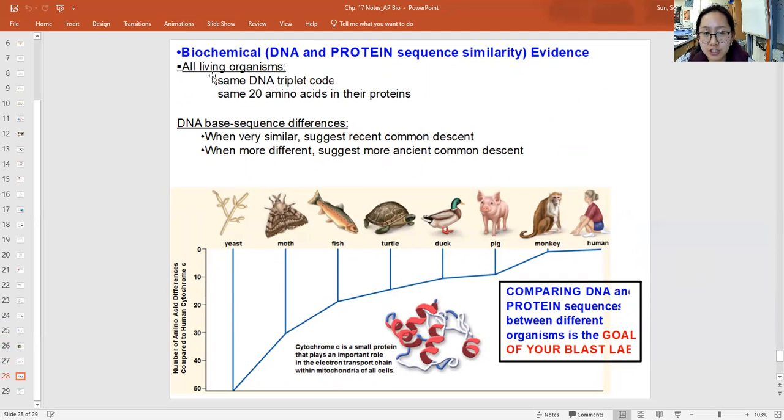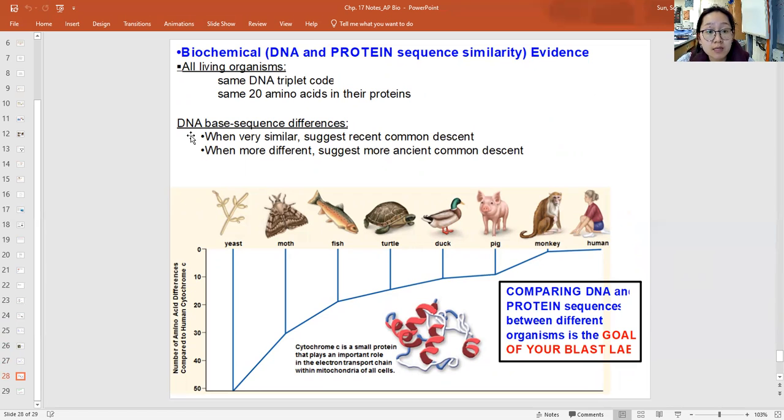And then when we use ATGC, we're going to end up making proteins, and it's the same 20 amino acids in proteins, just maybe different chains, different lengths of chains, different folding versions of chains, different combinations, but it's the same 20 amino acids. So when the DNA-based sequence is very similar between 2 species, it means that they have a recent common ancestor that they split apart from. Recent as in like maybe in the last 1 to 5 million years ago.